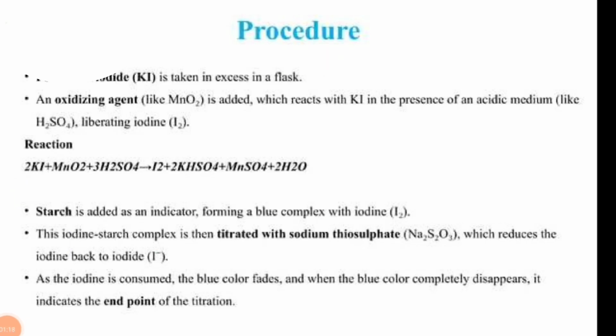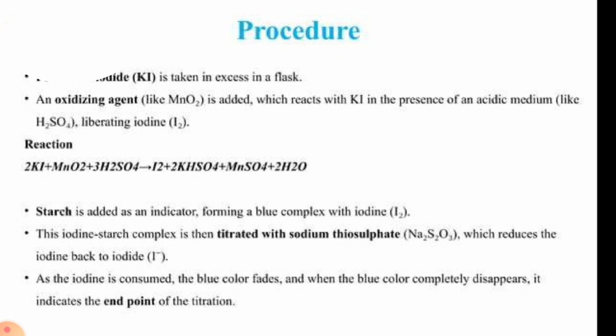Procedure. Potassium iodide is taken in excess in a flask, and then an oxidizing agent like MnO2 is added, which reacts with the KI in the presence of an acidic medium, H2SO4, liberating iodine I2. 2KI plus MnO2 plus 3H2SO4 is converted into I2 plus 2KHSO4 plus MnSO4 plus 2H2O.